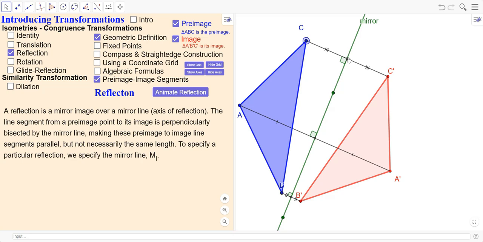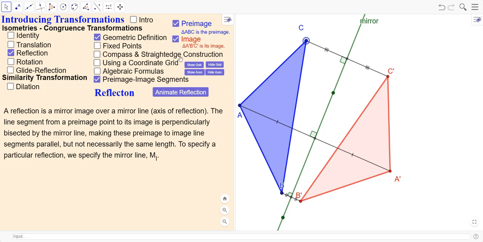So the distance from C to the line is the same as the distance from C prime to the line. And if we connect those across, that's a perpendicular. So that point is the midpoint of the line segment from C to C prime, and it is perpendicular there. And so that's true for all of these.